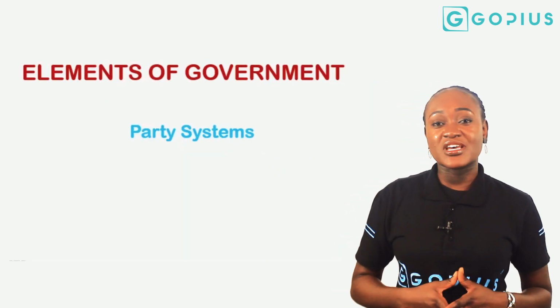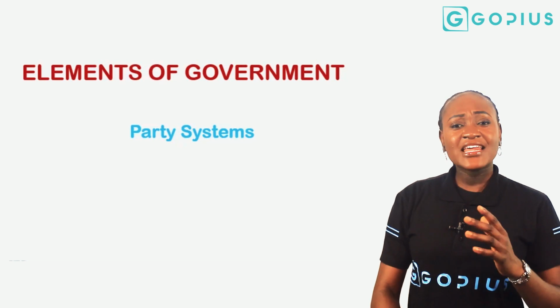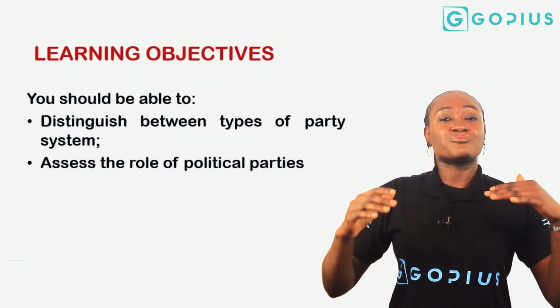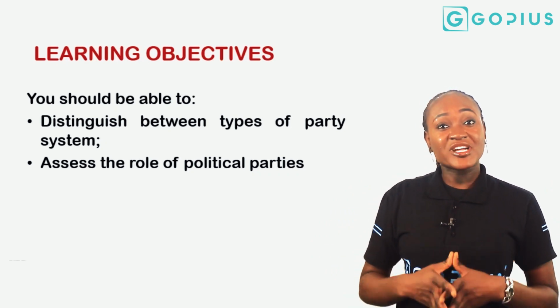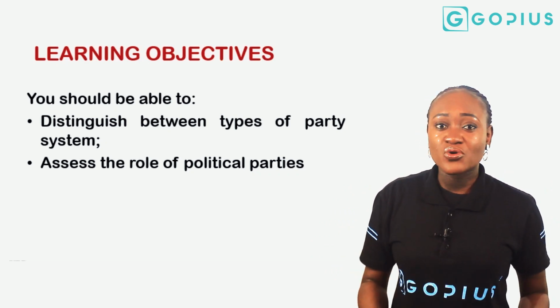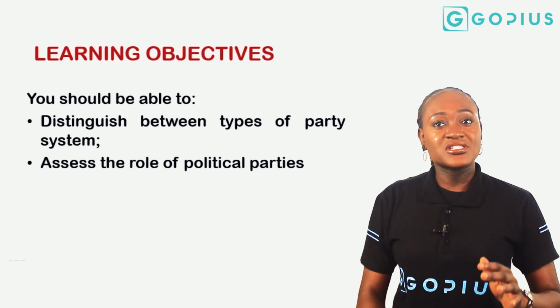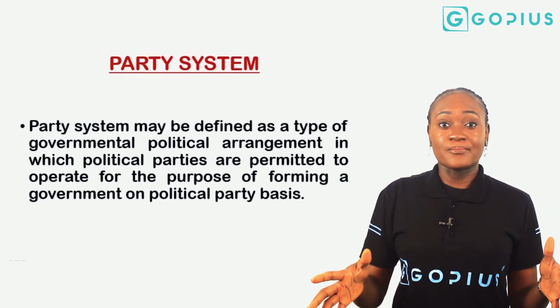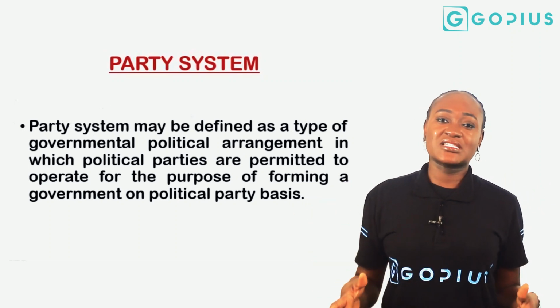We've talked so much about government, and in this lesson, at the end, you should distinguish between the types of political parties that we have and also assess the role of political parties. Now we will begin with the party system. What really is the party system?